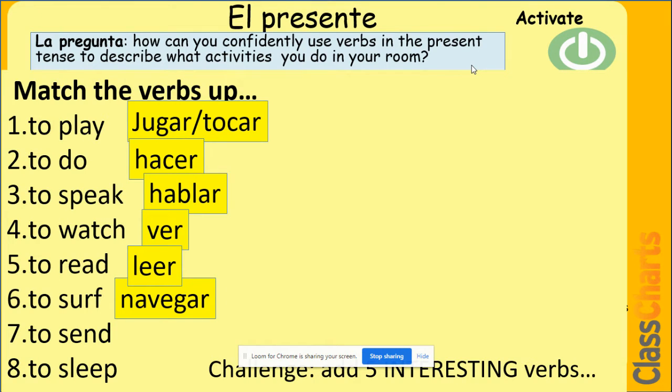The verb to send in Spanish will be mandar. So, for example, to send messages will be mandar mensajes. And then another one, something we usually do in our bedroom, is to sleep, so dormir. Now that we have all these infinitives, we're going to play a little bit with them.